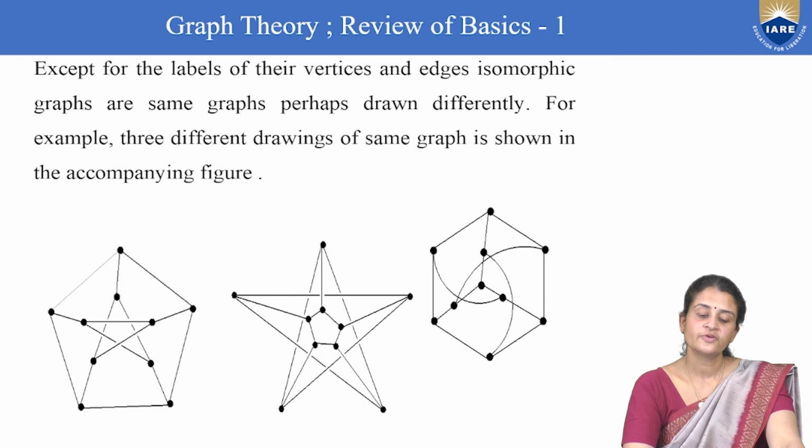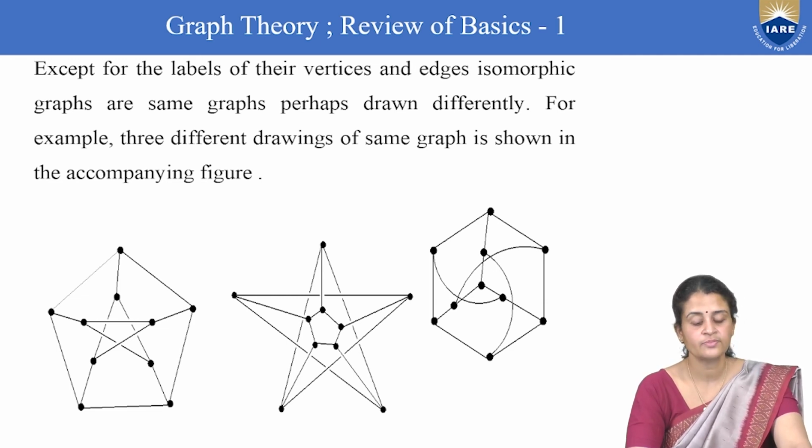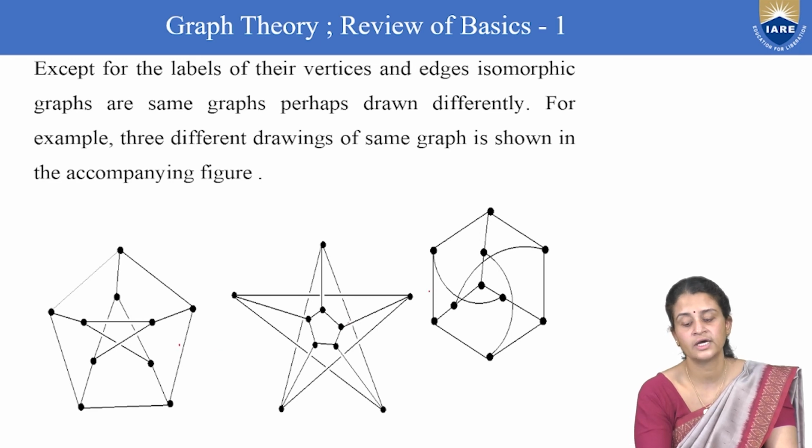Except for the labels of the vertices and edges, isomorphic graphs are the same and can be drawn differently. Look at this. All the 3 graphs look entirely different, right? 1, 2 and 3. These 3 graphs look entirely different. But these graphs are isomorphic. These are 3 isomorphic representations of the same graph with 10 vertices and 15 edges.